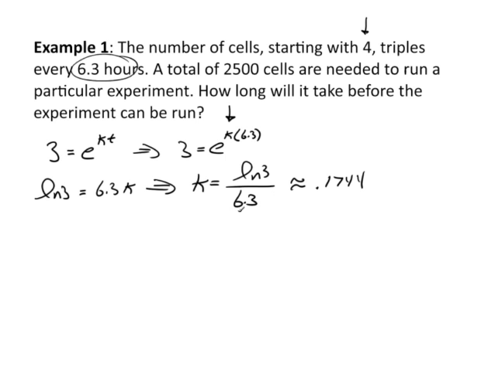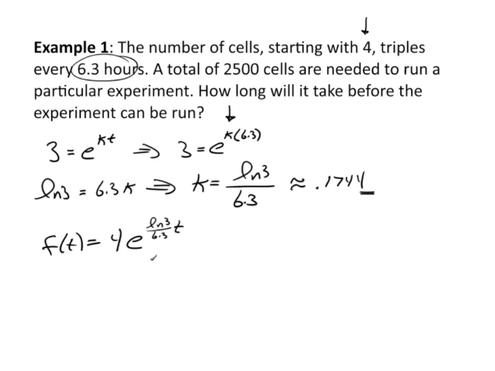So now that I have k, let's just call it f of t, is going to equal my initial amount, 4, times e to the 0.1744t. And I'm going to write it in exact form here as ln 3 over 6.3 t. Now this is going to be a little bit more exact, but honestly it may only make a difference out here, or maybe one more decimal, so they're going to be awfully close.